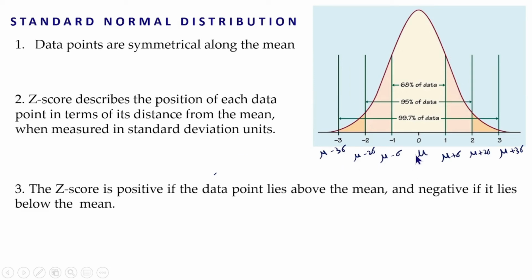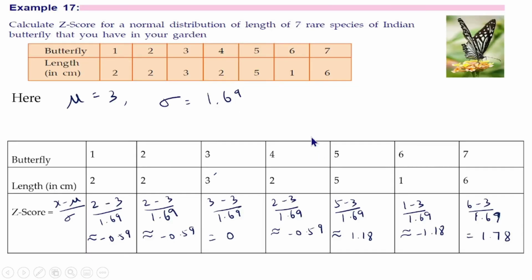Here, the same thing I said just now is repeated. The z-score is positive if the data point lies above the mean and negative if it lies below the mean. So if the value of the data point is more than the mean, then the z-score is positive, and if the value of the data point is less than the mean, the z-score is negative. In the previous example, the value of the data point is less than the mean, so the z-score is negative. On the other hand, here the value of the data point 5 is more than the mean, so the z-score is positive.